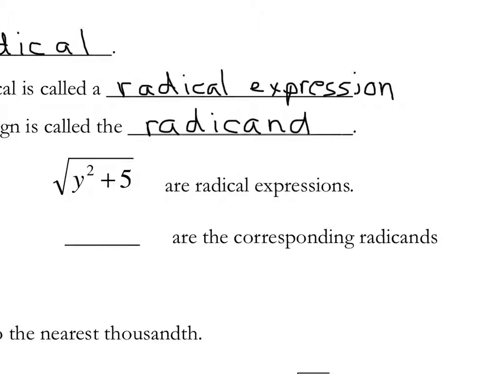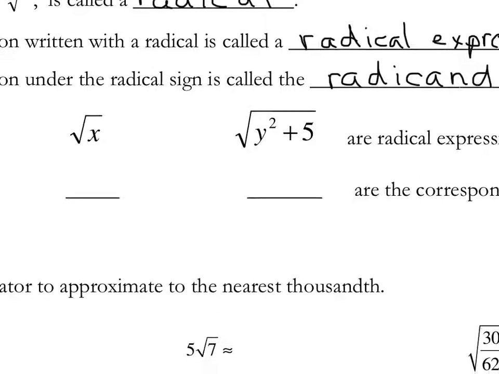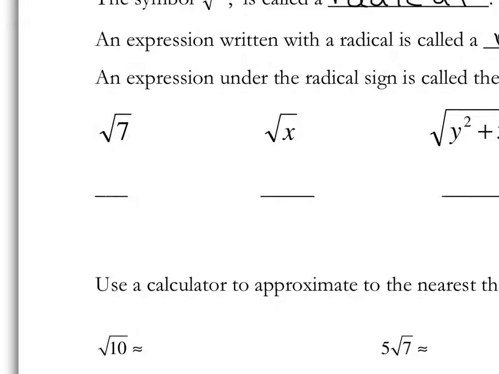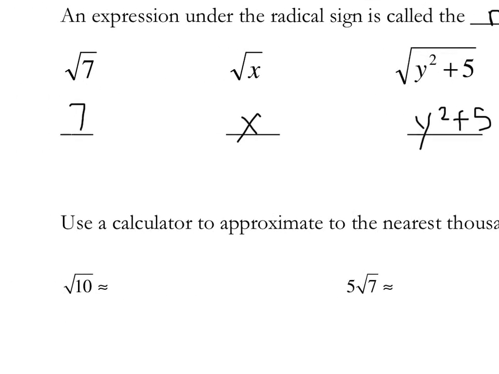So we are given these radical expressions, and we are asked what are the corresponding radicands. What are you taking the square root of? 7 is the radicand. x is the radicand. y squared plus 5 is the radicand. It is what you're taking the square root of.